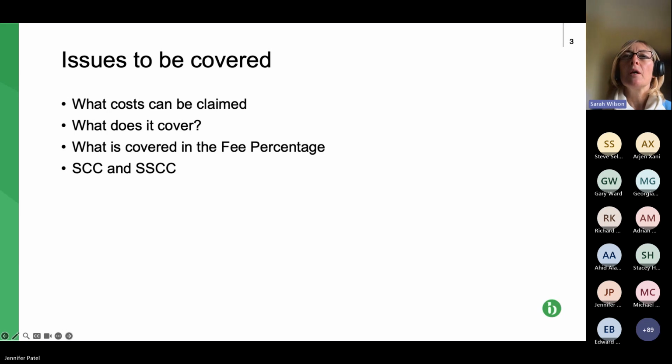And of course, in terms of talking about claiming costs, it wouldn't be complete if we didn't also talk about the fee percentage and how that fits in with the schedule and the shorter schedule. So if we can have the next slide, please.